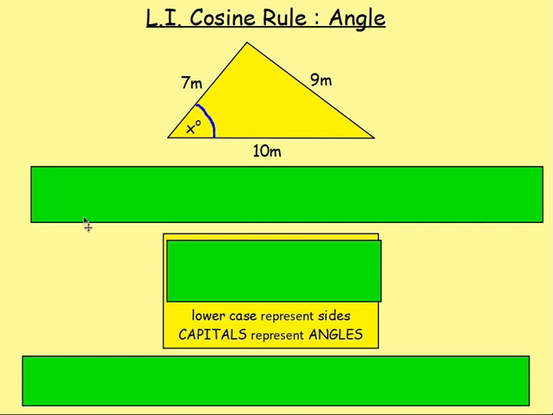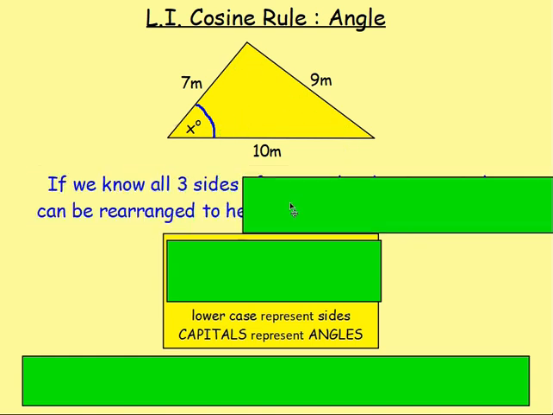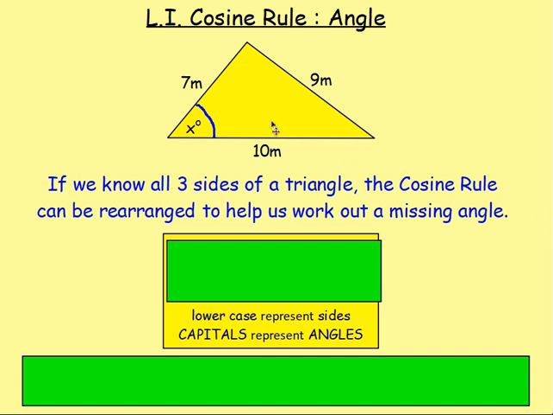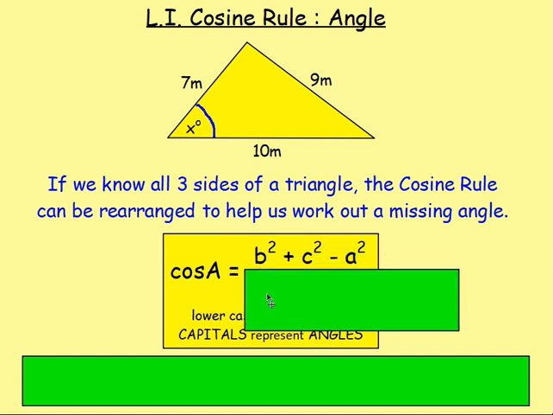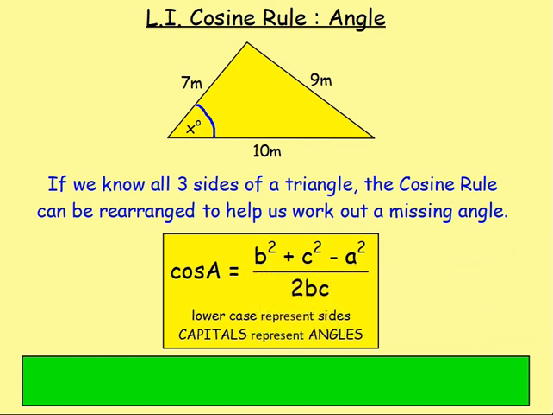If we know all three sides in a triangle, we can use the cosine rule to work out the size of that angle. And the way we do that is we use the rearranged cosine rule, which is also given on the formula sheet, and that is cos A. So cos of our angle equals b squared plus c squared minus a squared divided by 2bc.